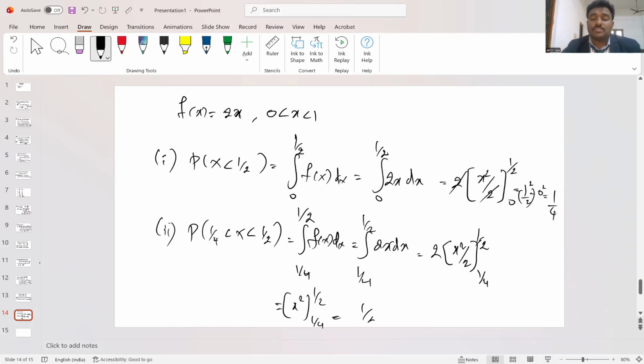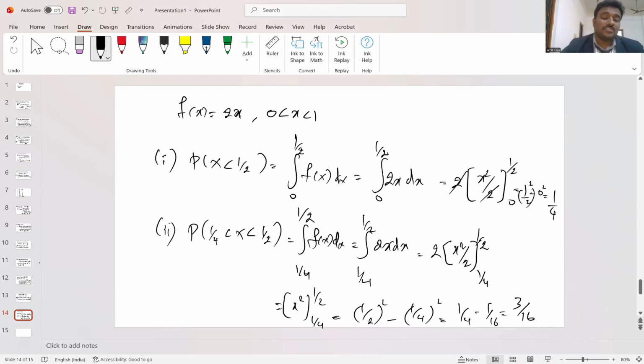So now if I apply this, from 1 by 2 square minus 1 by 4 square, it is going to be 1 by 4 minus 1 by 16. So how to subtract this? So take LCM here. So 16 is the LCM. So it is 4 times minus 1, that is 3 by 16, right?